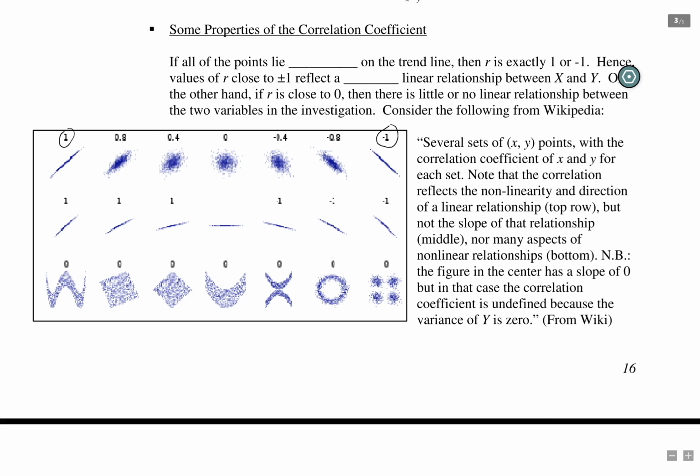So here the correlation is 0.8. The data seems to be somewhat tightly packed around a line that's positively increasing. Here the correlation is 0.4. It's still positively increasing, but the strength of that linear relationship is not what it was when we were at 0.8. And when the correlation is 0, it's like a random shotgun scatter.